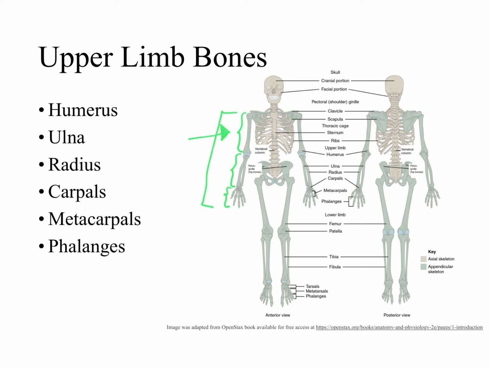So the arm has only one bone, which is called the humerus. The forearm has two bones, which are named ulna and radius. The hand has 8 carpal bones, 5 metacarpal bones, and 14 phalanges. Now we will go over the bone features, the details we find in each of these bones in our upper limbs.